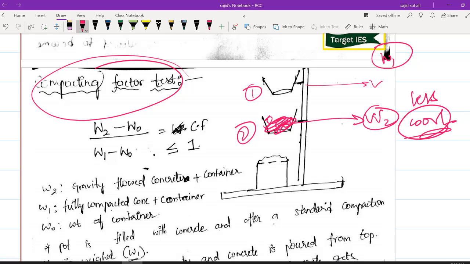I hope you are getting it. Very simple concept. If the concrete you are getting in the second container is more, then the workability is more. If the weight of the concrete collected in this container is less, that means the workability is also less. So how to get the workability? You can get just W2 by W1, but you can also subtract the weight of the jars, which will be very convenient.